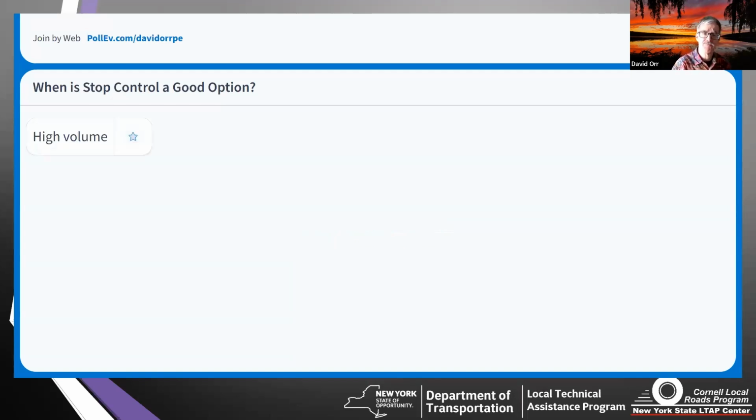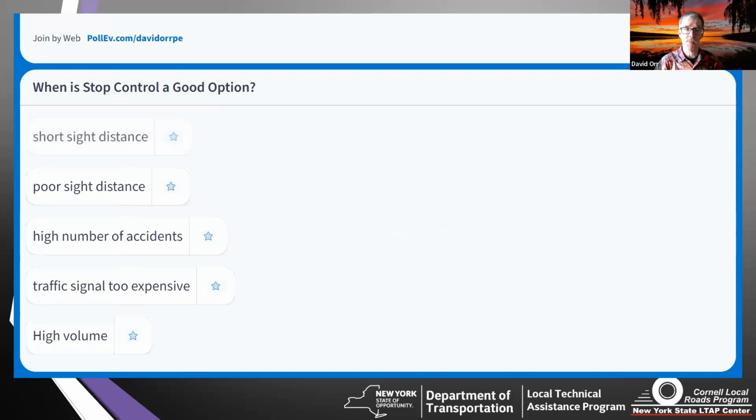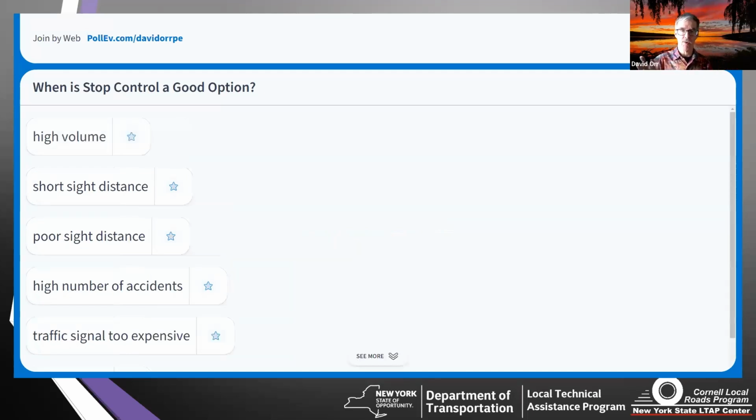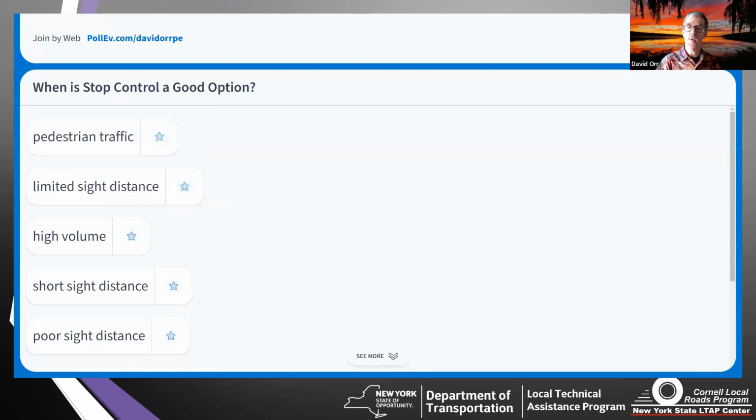Higher volumes, okay. A traffic signal can be too expensive, especially for the cost, yeah. Maybe a high number of accidents, okay. Or sight distance. Sight distance is usually the driver, and remember, what a stop sign is doing is not speed control. Please don't let people use stop signs as speed control. A stop sign is there to essentially decide who has the right of way, who goes first, who goes second.